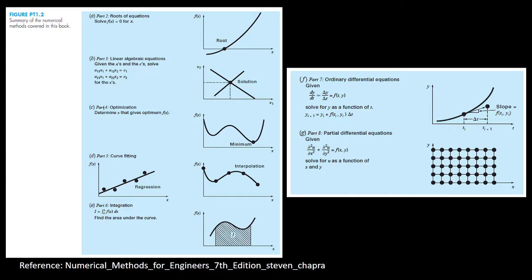So it's basically multiple equations with multiple unknowns, finding the value of x at which the lines intersect, if you can see it in the graph. So those are the multiple roots in multiple equations. Next one would be optimization. That will determine the x that gives the optimum function, which is most probably finding the minima and the maxima. Then curve fitting.